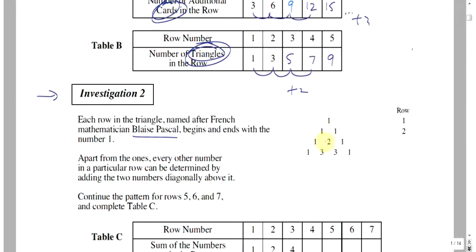1, 1, 1, 1, 2, 1, 1, 3, 3, 1. Let's do another pattern. Put a 1 there. Put a 1 there. What do you think this number is? Good job. What's this number? Wow. You see the pattern? Okay. Put a 1 there. Put a 1 there. What's this number? Oh, God, you guys are good. 10. 10. 5. Okay. It keeps going forever.